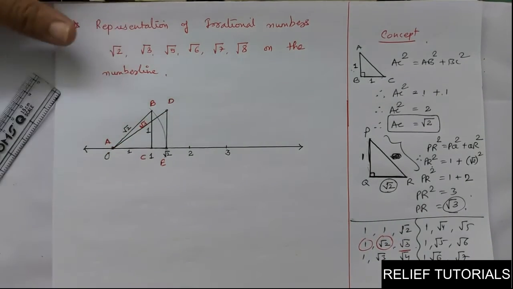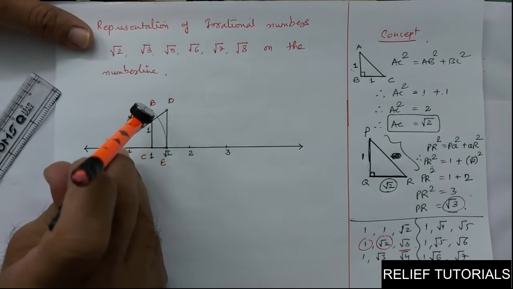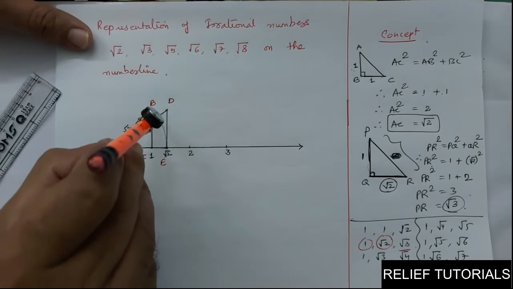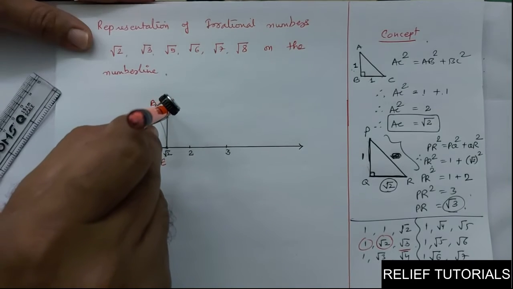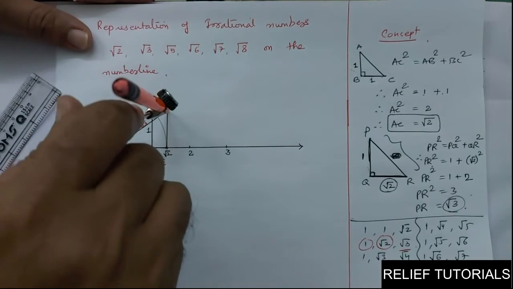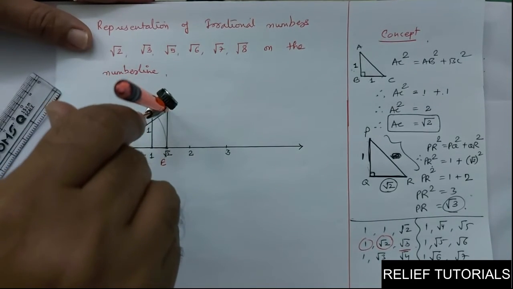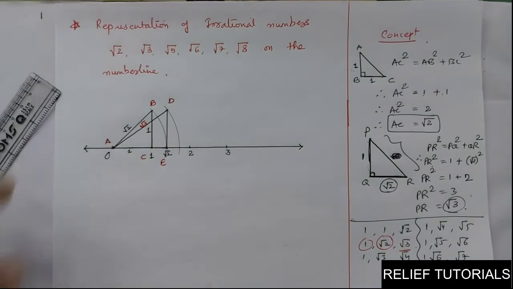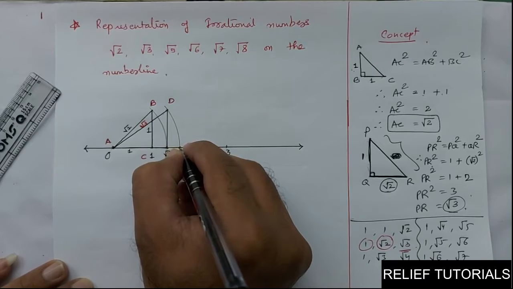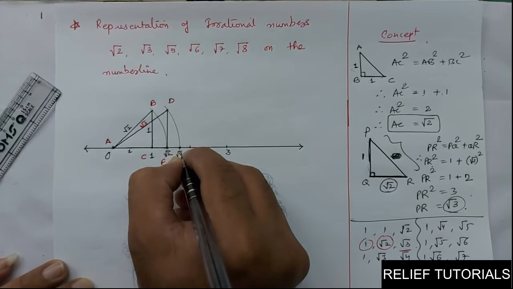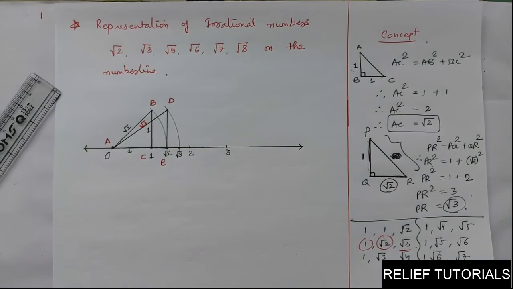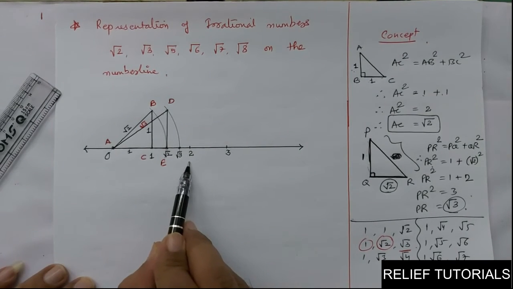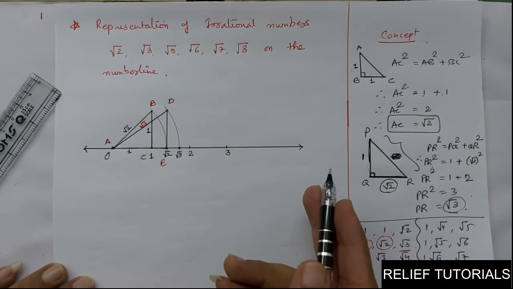Use the rounder. This length is root 3, but we want this number on the number line, so you take the arc like this. So this point represents root 3. Now where is root 4? Obviously 2 represents root 4.